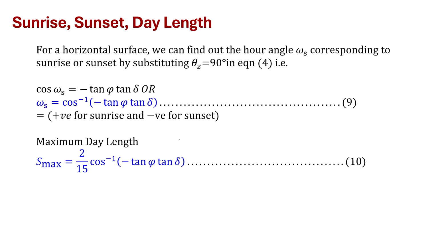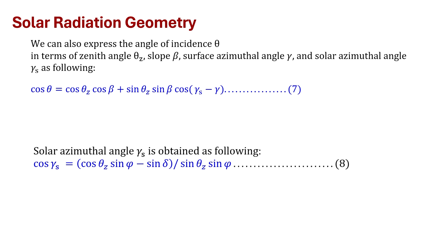And for a given situation we can also determine the solar azimuthal angle as cos gamma s is nothing but cos theta z sin phi minus sin delta, divided by sin theta z and cos phi. So, all these angles will help you calculate theta.